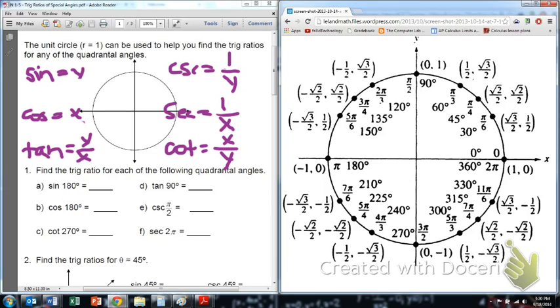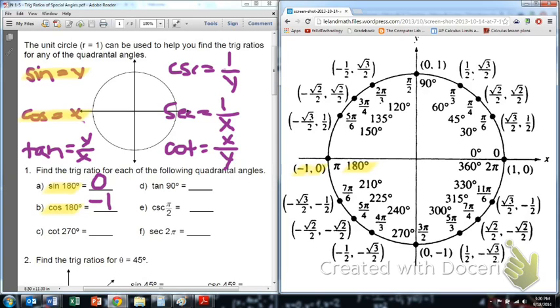The sine of 180 degrees, right? Sine of 180. So we find 180. Sine is y. So the y coordinate is 0. So the sine of 180 is 0. The cosine of 180 is going to be x, and x is negative 1. So the cosine of 180 is negative 1.